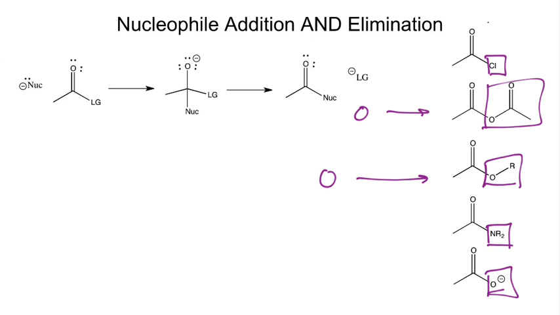Extra O minus 2. That's horrendous. That's horrible. That would never happen. Exactly right. Okay? And so what we're providing within this section is potential leaving groups. These all happen to be leaving groups that are common.